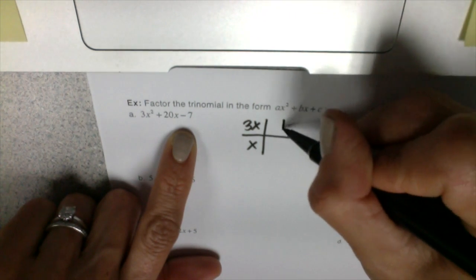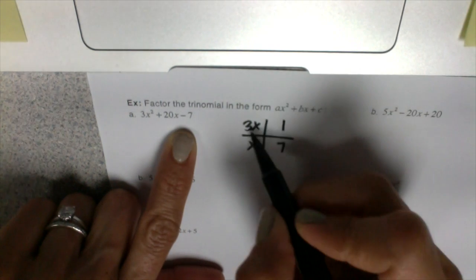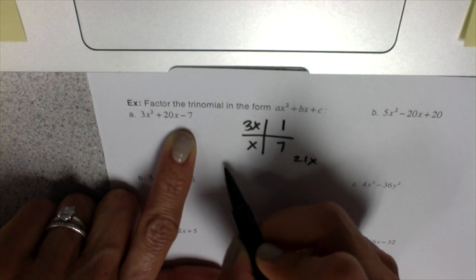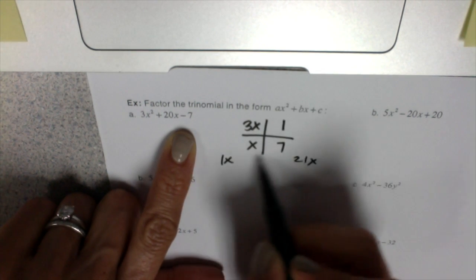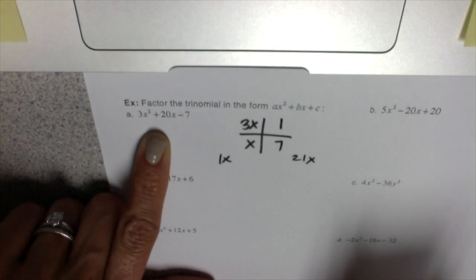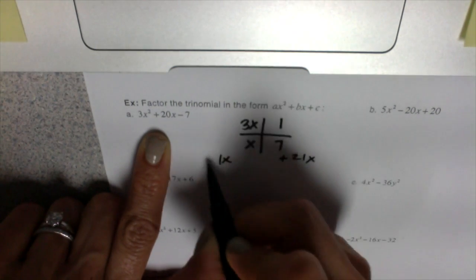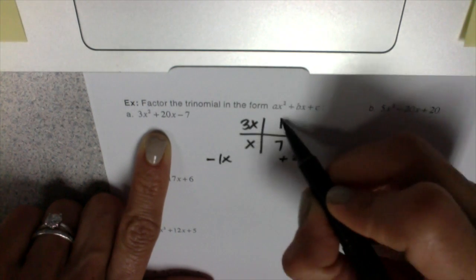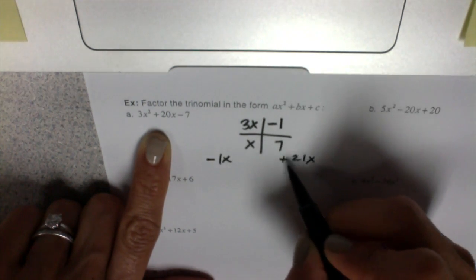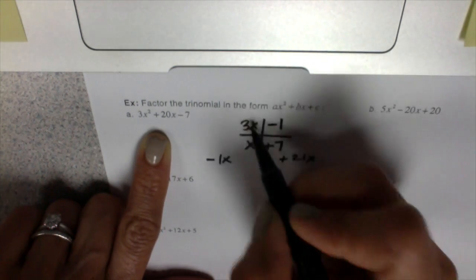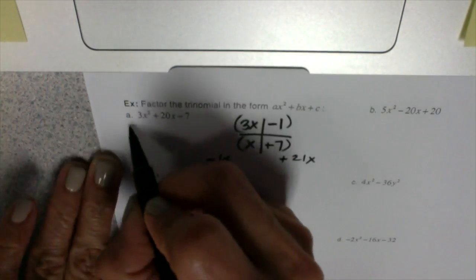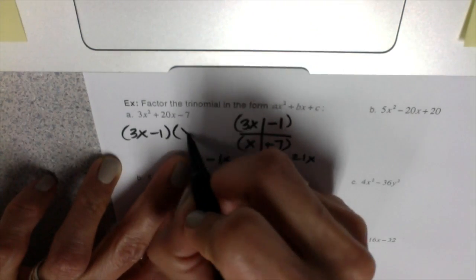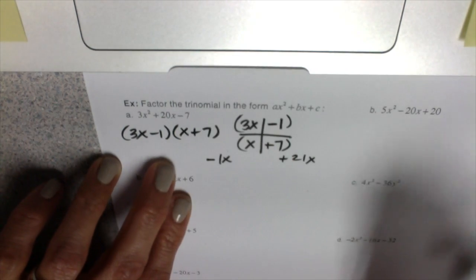So I'm going to try 1 on the top, 7 on the bottom. This, when you multiply, makes 21x. When you multiply here, you get 1x. Combine these to make a positive 20x, and that means the 21's positive, the 1 is negative. So you go back to the t-chart. Since the 1 needs to be negative, you're going to put the negative here. The 21's positive, put the positive here. And then here's your answer: the quantity 3x minus 1 times the quantity x plus 7.